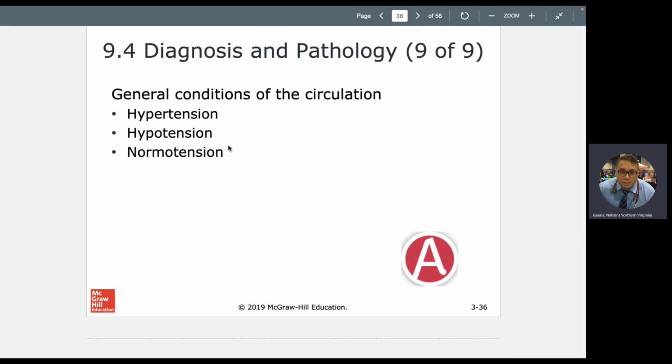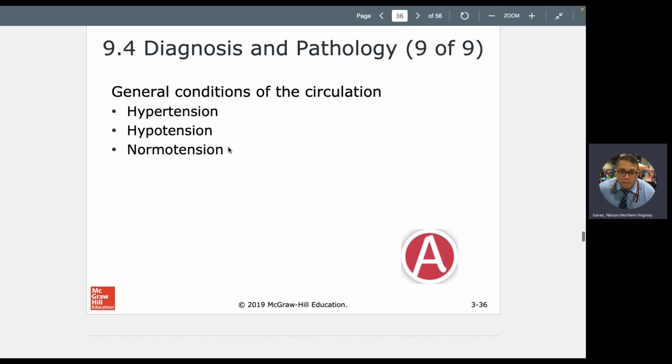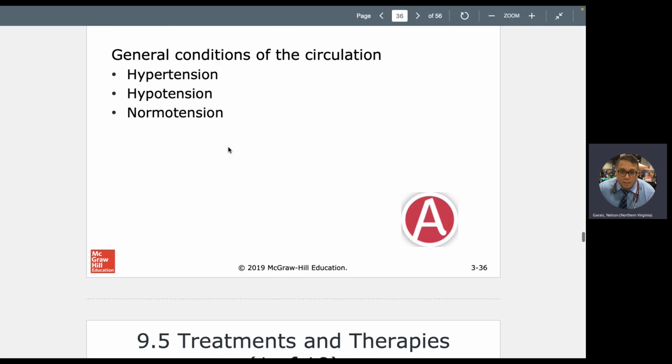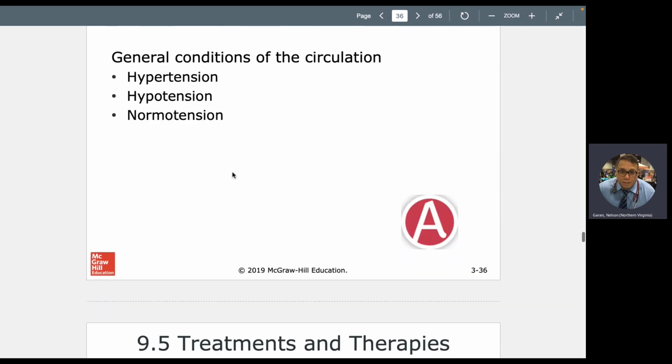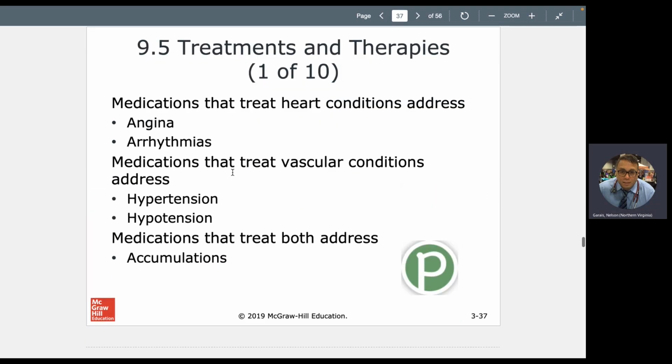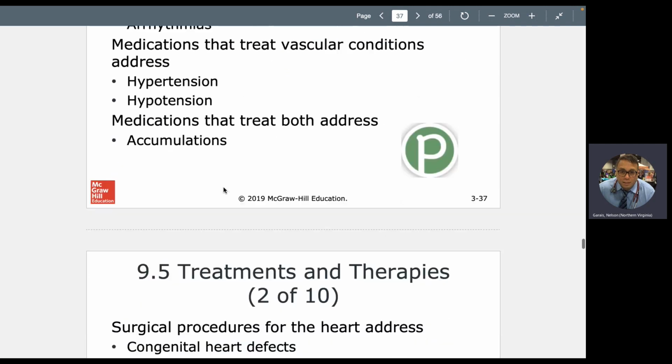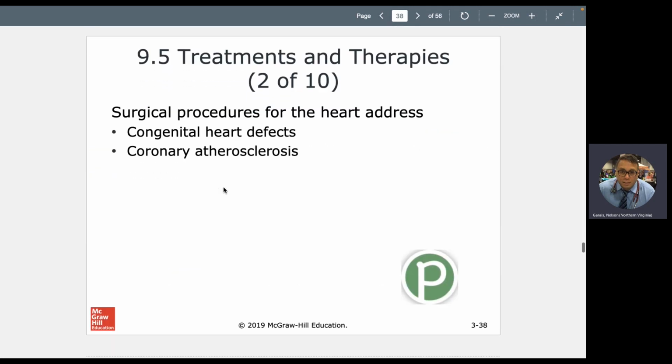Hypertension, hypotension, normal tension, or eutensive. If you're hypertensive, of course, too much blood pressure. And how do we measure it? We measure it through this machine called the sphygmomanometer. Angina, arrhythmia, we already went through that.